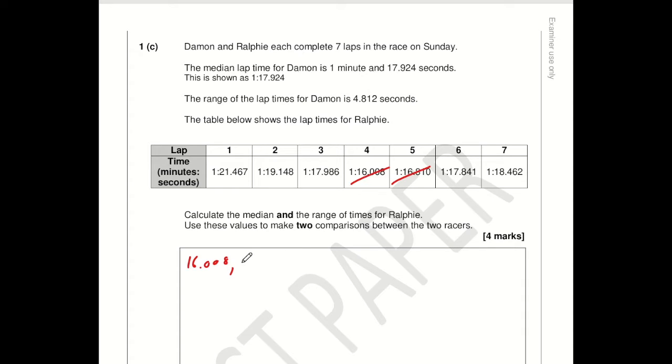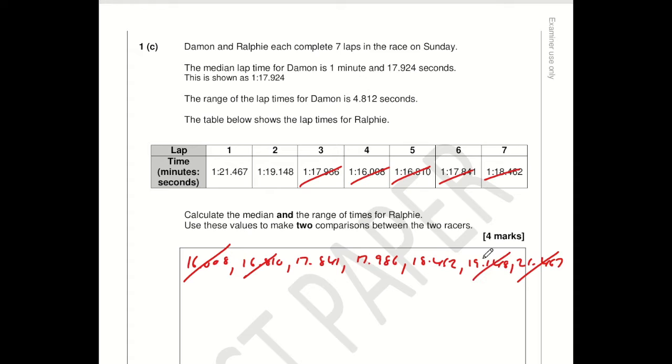16.810, 17.841, 17.986, then it's 18.462, 19.148, and then 21.467. Okay, so to find the one in the middle, I'm going to cross off the one on the left and the one on the right, and I'm going to do that again and again until I've got the median.